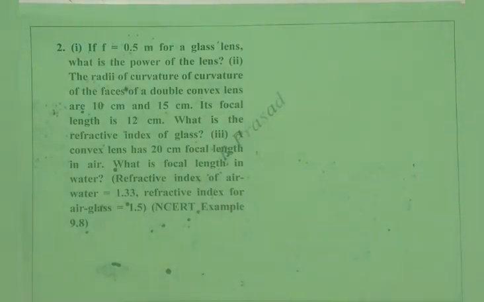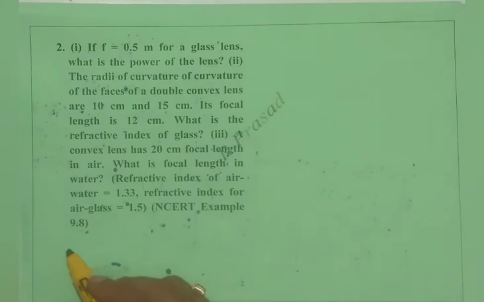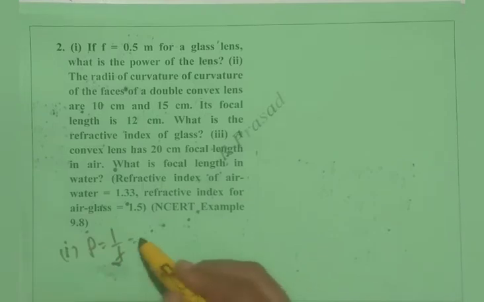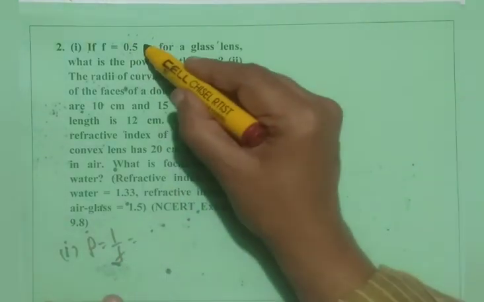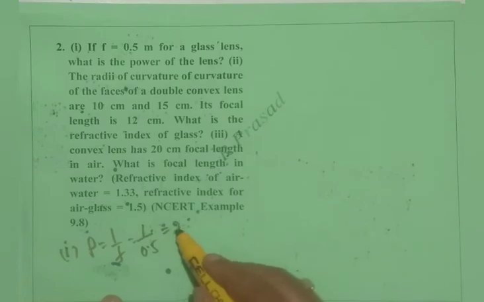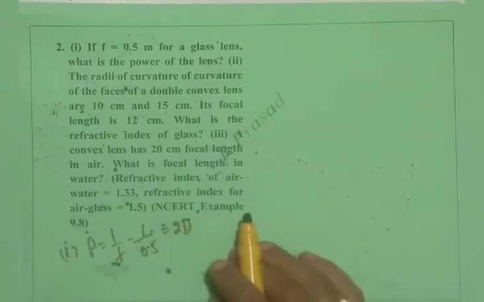First problem: if F is 0.5 for glass, what is its power? First calculation, power to be calculated. 1 by F is the formula. Please remember F is to be in meter. F is 0.5 meter, so it is in meter, and we can straight away apply 0.5, which amounts to 2 diopters. So the power of the lens is 2 diopter.